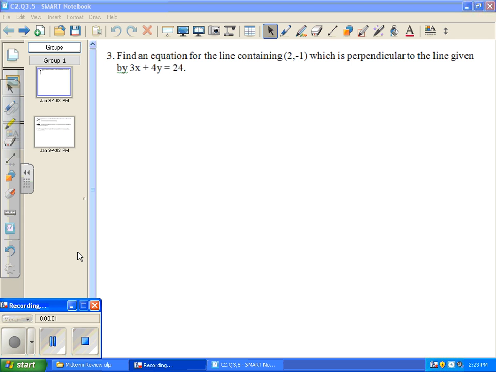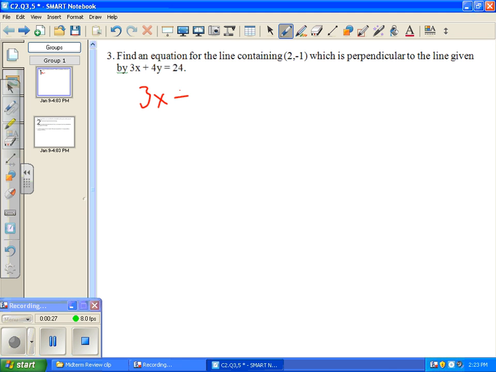Find an equation for the line containing (2, -1), which is perpendicular to the line given by 3x plus 4y equals 24. Since we're looking for something perpendicular, the first thing we need to do is put this equation in slope-intercept form so we can figure out what the slope of this line is. So, 3x plus 4y equals 24.